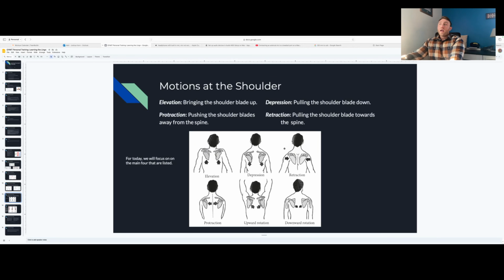Retraction is going to be bringing the shoulder blades towards the spine. The way that I've always told people is, picture like you took this pencil, right? And down the center of my spine on the back, I rested that pencil there. And if you don't drop the pencil, you get $1 million, right? So what do you have to do?